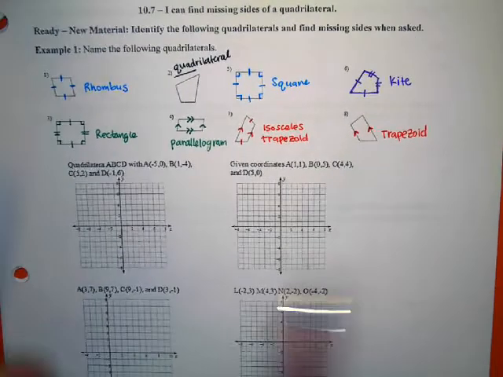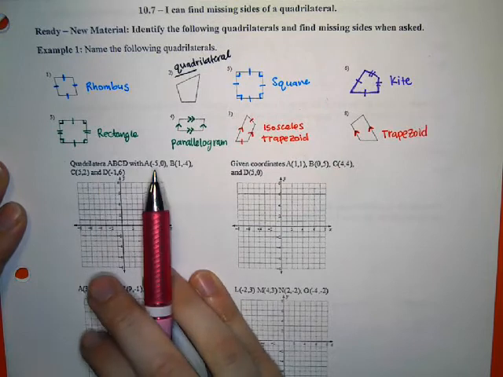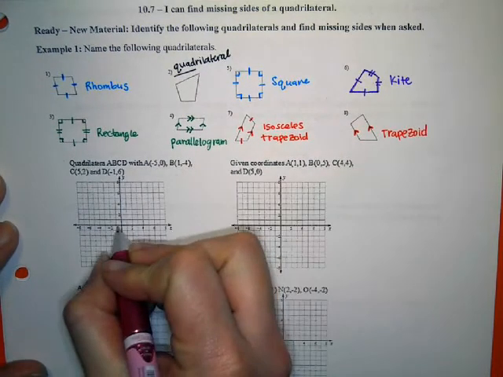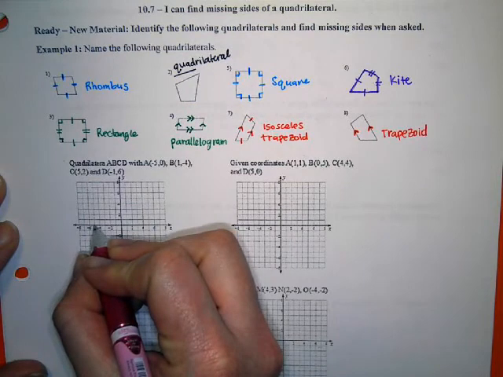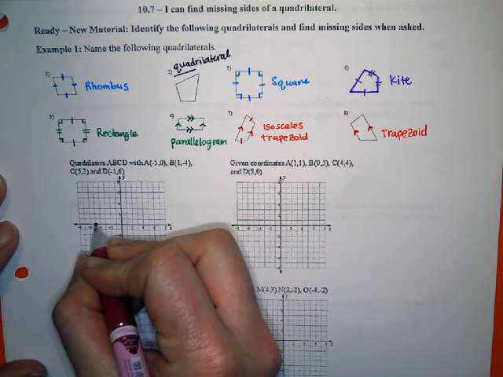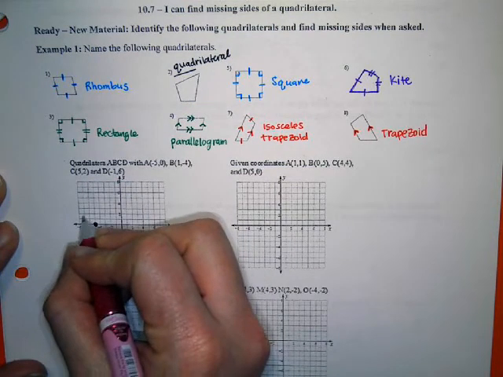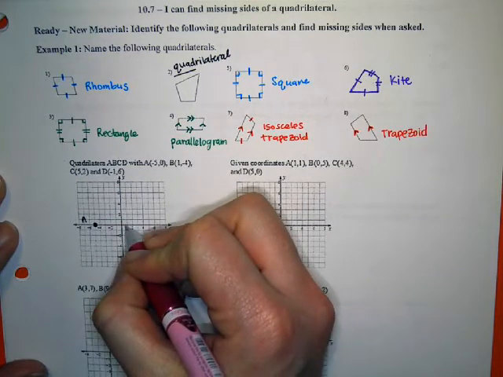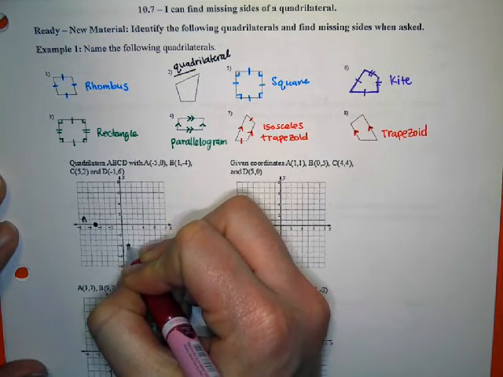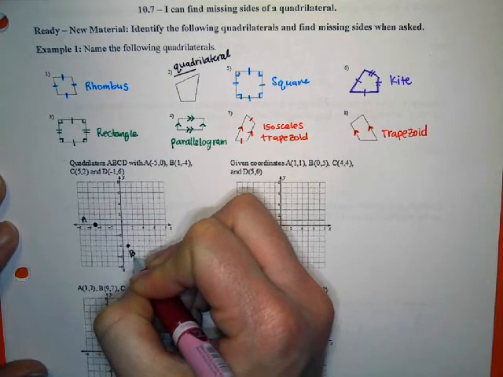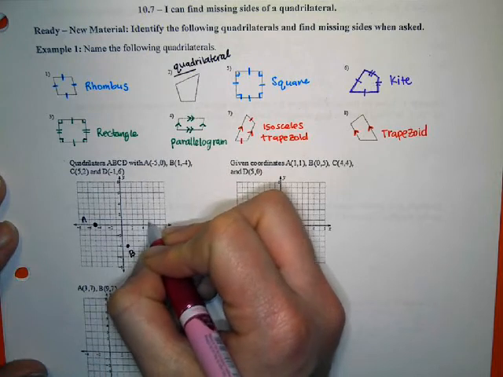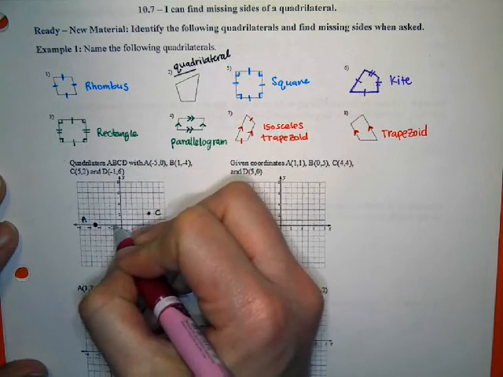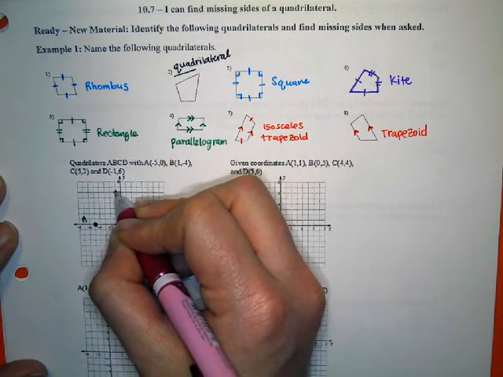So when you get to your assignment and they give you points, you're going to graph them. So -5, 0. Then I have +1 down 4. +5 up 2. And -1 up 6.